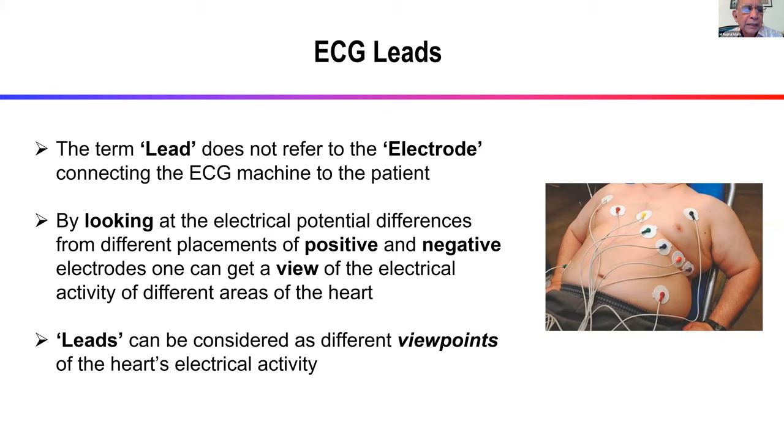The lead is the development of the proper way of writing the complexes. By looking at the electrical potential differences between the placements of the positive and the negative electrodes, we develop a view, and this particular view is called a lead. So we can say clearly that leads can be considered as different viewpoints of the heart's electrical activity. It means the heart is working in a certain direction with a certain magnitude, and from whichever side of the body we look, these activities can be recorded. We call them leads.